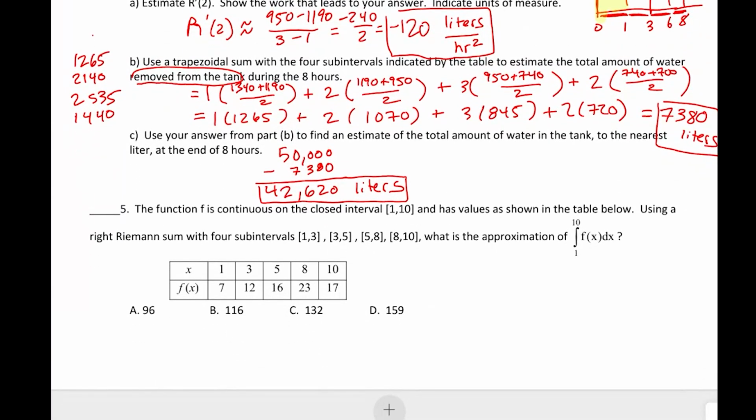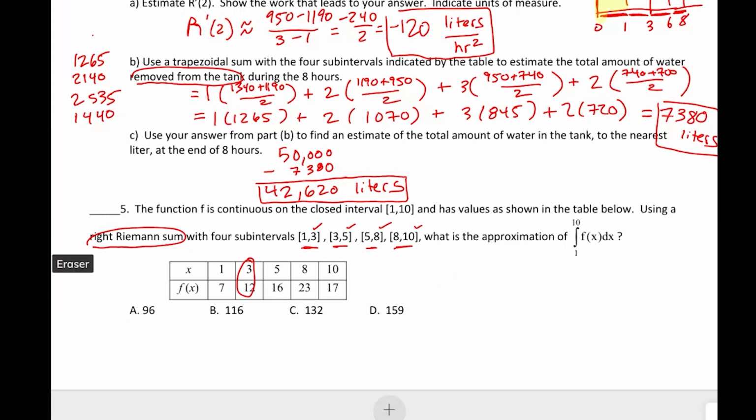Number 5, the function f is continuous on the closed interval and has values shown in the table below. Using a right Riemann sum with 4 subintervals, and the intervals are given to me, what is the approximation of this integral? So because we're using the right Riemann sum, we're going to pull the values for f from the right-hand side of each interval. So from 3, 5, 8, and 10. The first subinterval has a length of 2, and the height is 12.